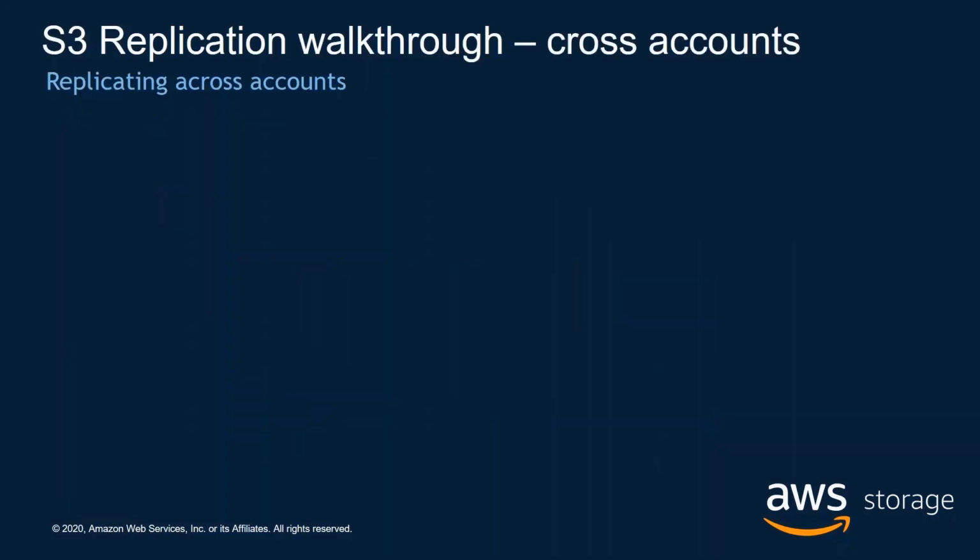Setting up replication when source and destination buckets are owned by different AWS accounts is similar to setting up replication when both buckets are owned by the same account. The only difference that I'd like to highlight is that the destination bucket owner must grant the source bucket owner permission to replicate objects by adding a bucket policy. Let's quickly look at the steps.